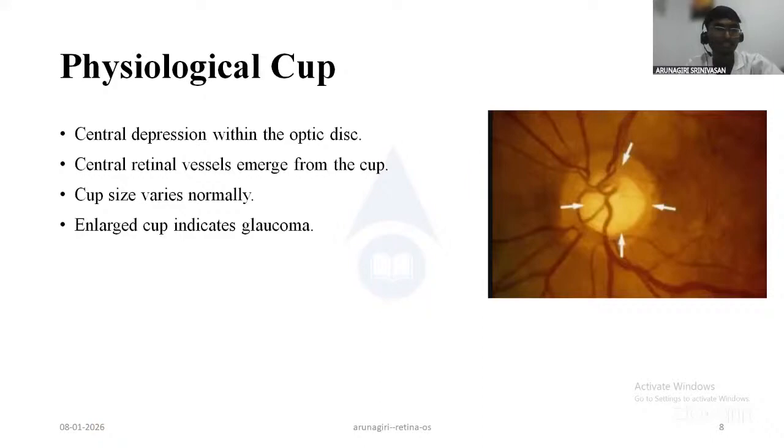Physiological cup. Physiological cup is a central depression within the optic disc. Central retinal vessels emerge from this cup only. Cup size varies normally. Enlarged cup indicates glaucoma.